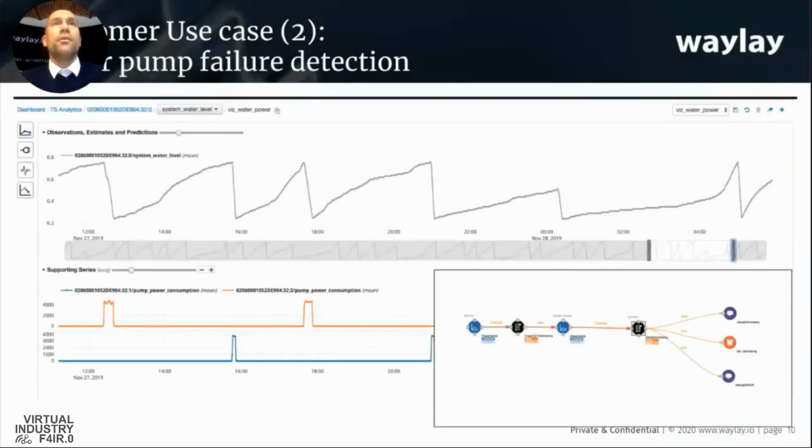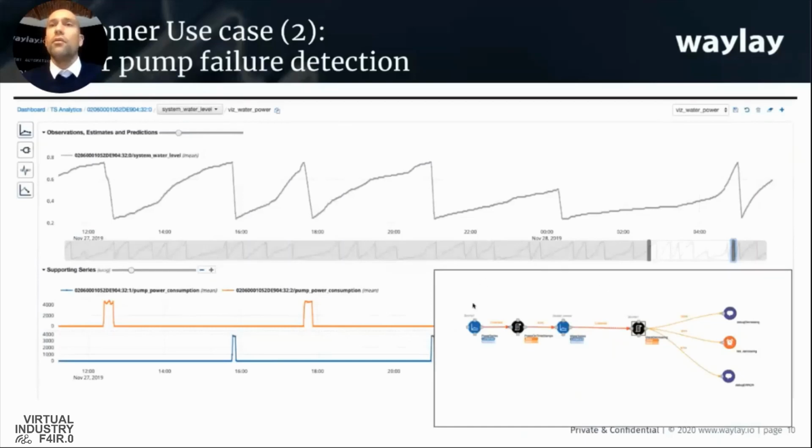Shown here is a specific use case where we implemented a water pump failure detection mechanism. So this is a screenshot of one of our modules, which is called the Time Series Analytics Designer. And what you can see here on the top is basically the system water level of a water pit. You can see it's going up and down periodically, and related to that, on the supporting series below, you see that there are two pumps connected to that system, and we can see the power consumption at certain intervals as well.